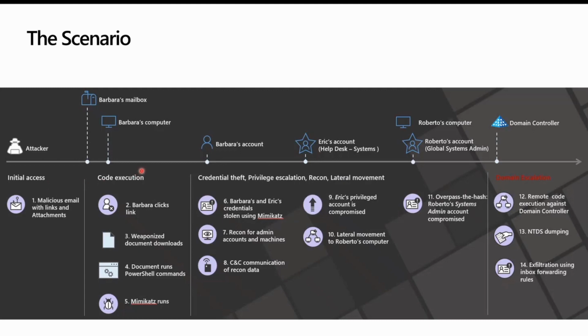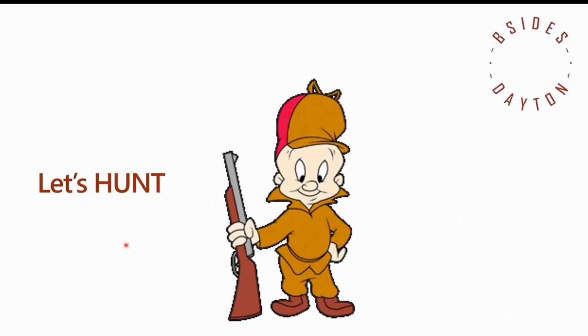The challenge is the signals are all over the place, right? The signals come from your email. They come from maybe an endpoint where a document is downloaded, where Mimikatz runs. You've got some signals for compromised identities. You've got signals for exfiltration of data. So all these signals can be coming from different systems, different tools. The question is, can we correlate them back to a single attack and then take some action on that? So let's hunt.